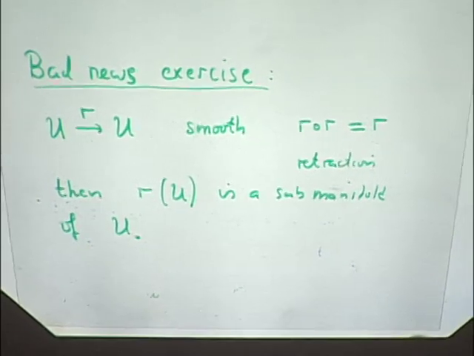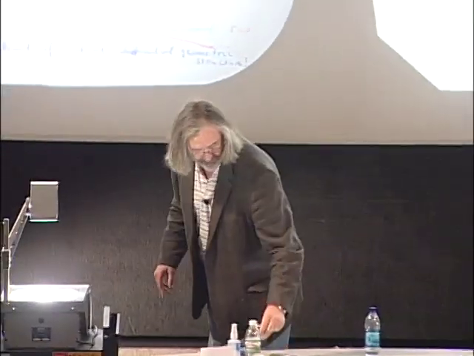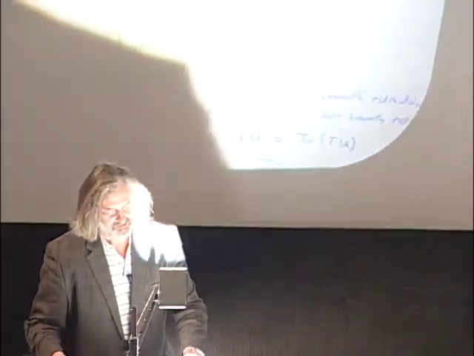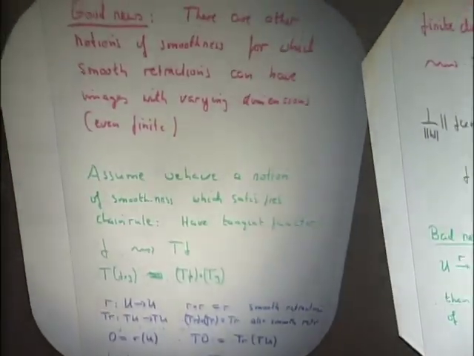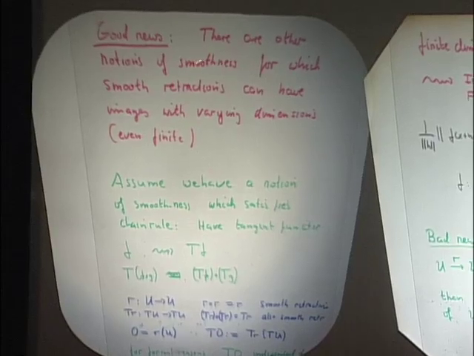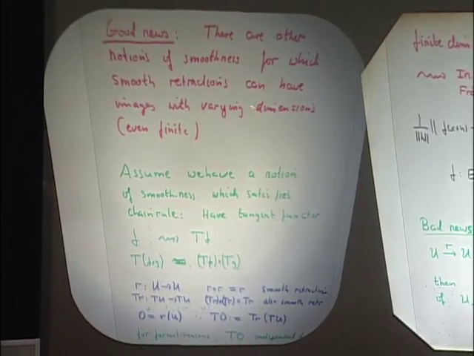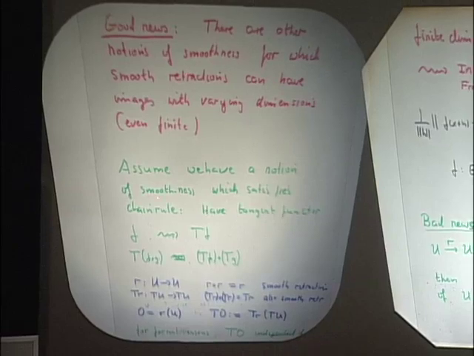However, it turns out if you generalize the notion of smoothness, there are interesting sets which are not submanifolds, which even can be infinite dimensional, finite dimensional, mixed dimensional, which nevertheless are smooth in the following way. So here is good news. Of course, I have to then be more precise about this, but here are the formal things. So there are other notions of smoothness for which smooth retractions can have images with varying dimensions.